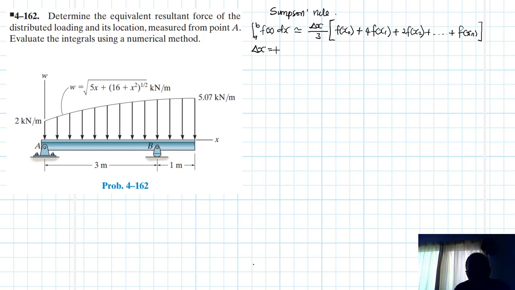Okay, so it's b minus a divided by n, where n is just equal to the number of subdivisions. And they are always an even number. They are always an even number.